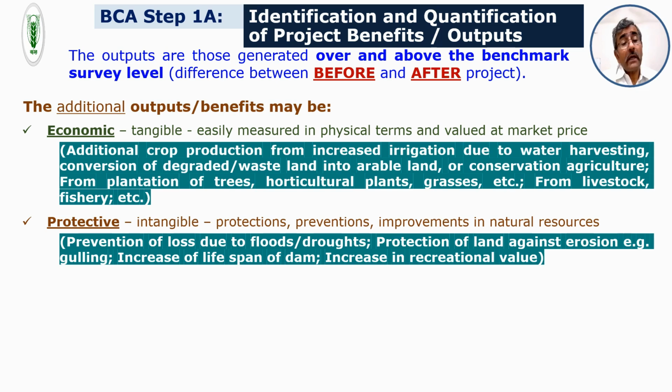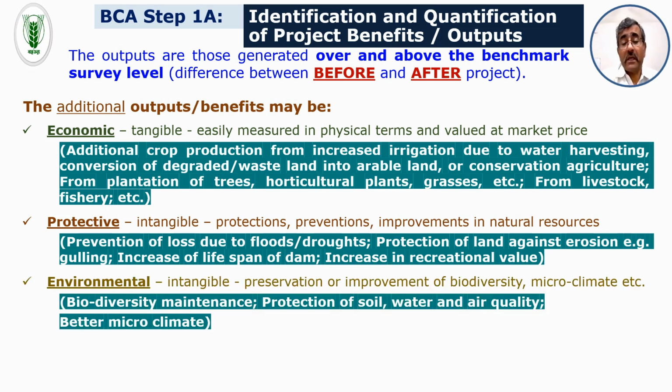The second kind of benefits are the protective benefits. They are intangible. They cover protections, preventions, and improvements in natural resources. Here the examples are prevention of loss due to floods and droughts, protection of land against erosion, for example gullying, increase of lifespan of dam, and increase in recreation value. Watersheds can be good picnic spots, so they have a recreational value.